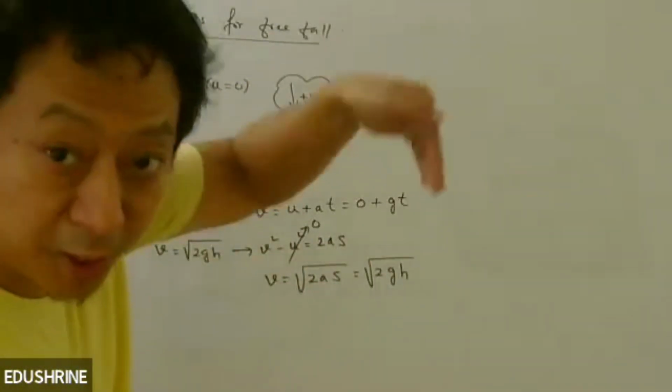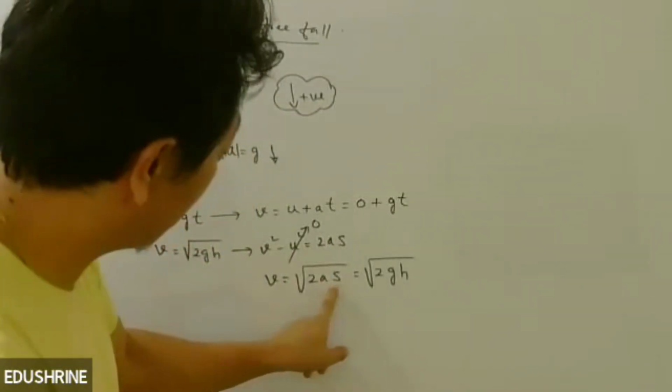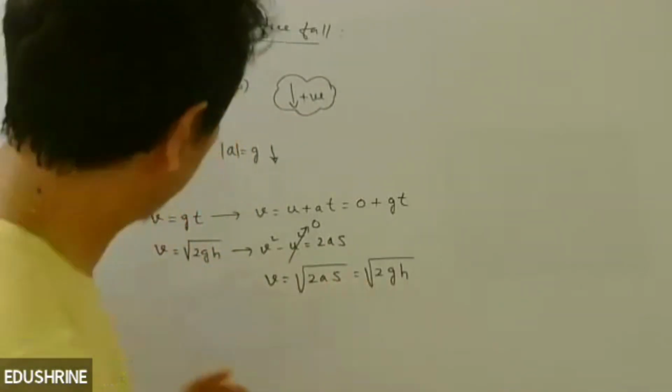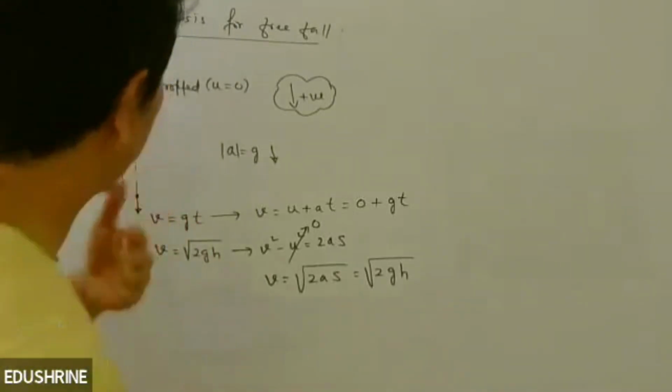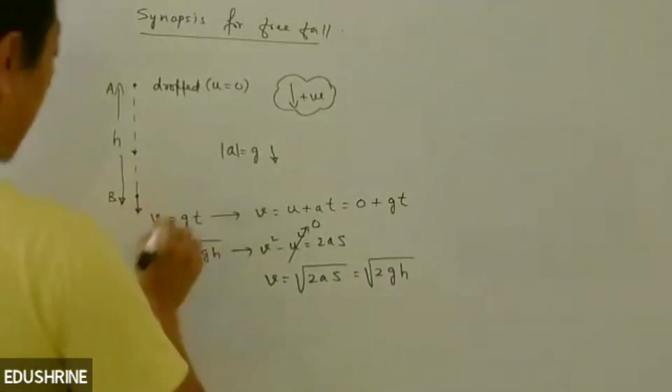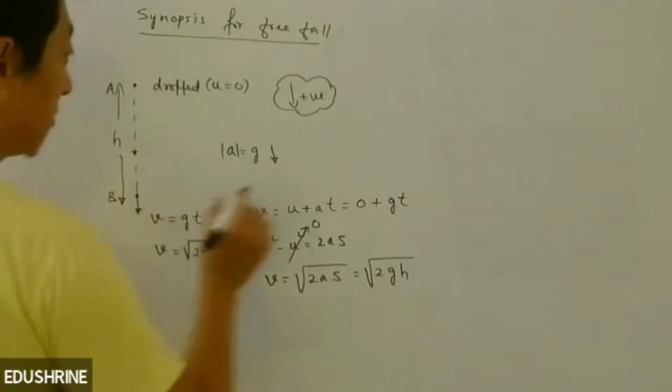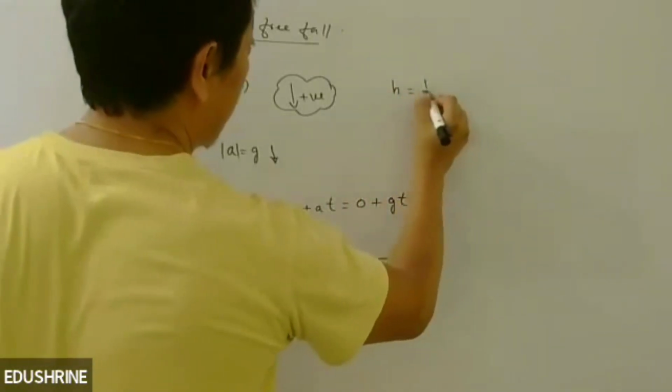And since H, the displacement, is also down, both are taken positive. So these are the two formulas for velocities you should know. Also, they may ask you to find this H in terms of time. So H will be what?